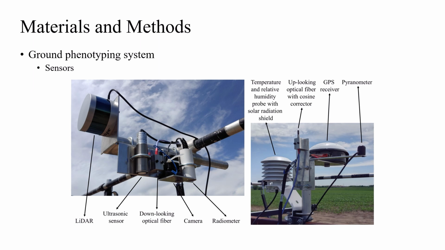All 3 down-looking sensor bars were equipped with an ultrasonic sensor, an optical fiber, a camera, and a radiometer to scan 3 plots simultaneously. The middle down-looking sensor bar, however, as shown in the image on the left, was equipped with an additional LiDAR. The up-looking sensor bar was equipped with a temperature and relative humidity probe with a solar radiation shield, an optical fiber with cosine corrector, a GPS receiver, and a pyranometer.